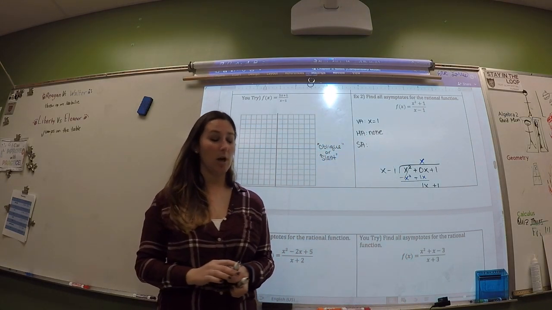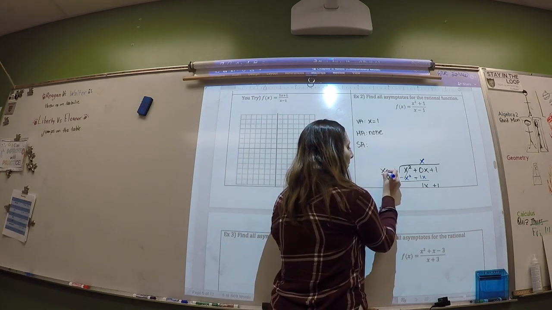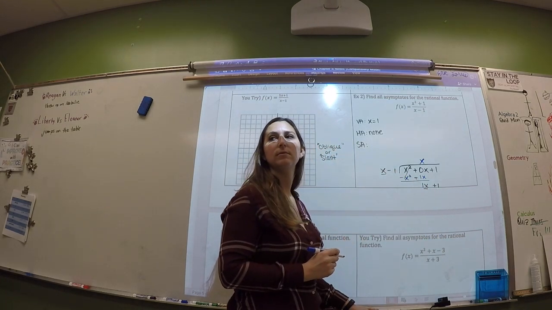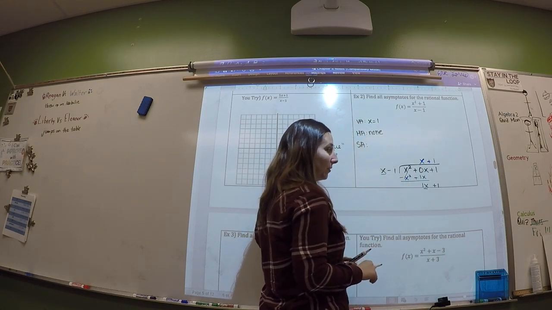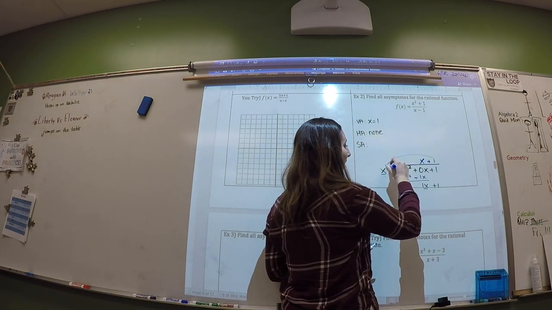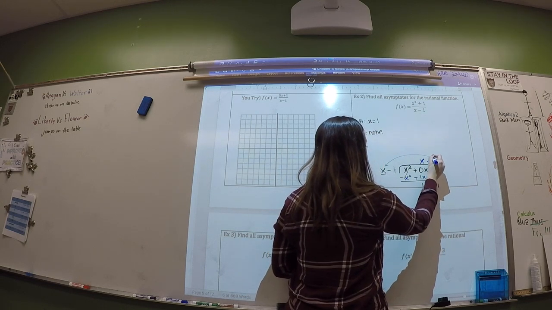And then you have to repeat the process. What do you multiply x by to get 1x? 1. So you're going to put plus 1. And then we multiply. 1 times x is 1x. 1 times negative 1.